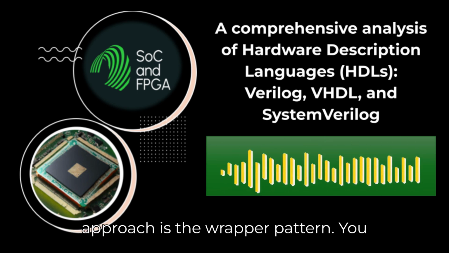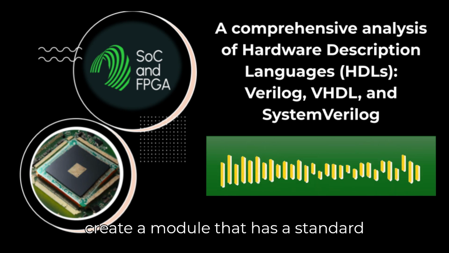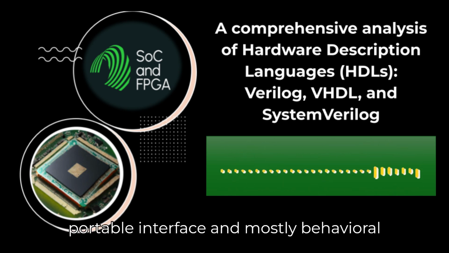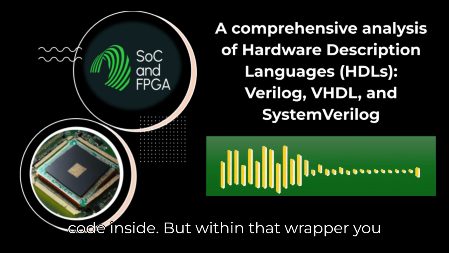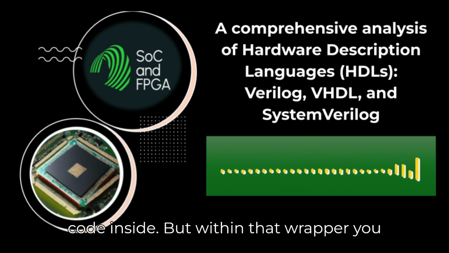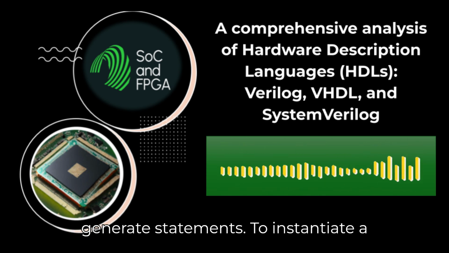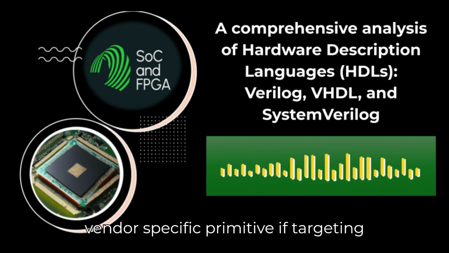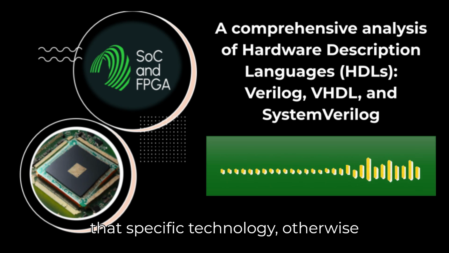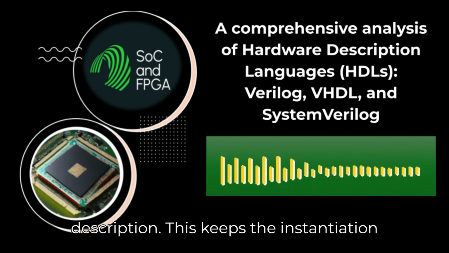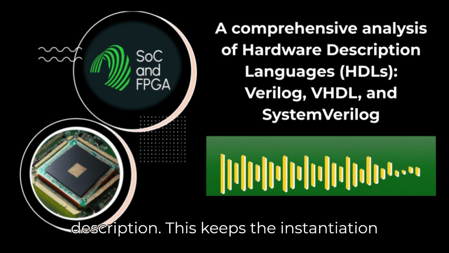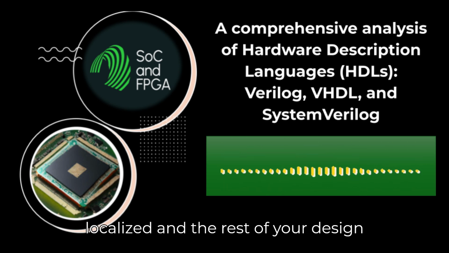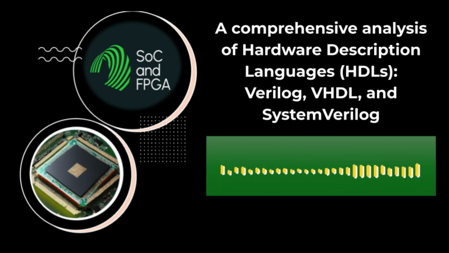A common approach is the wrapper pattern. You create a module that has a standard portable interface and mostly behavioral code inside. But within that wrapper, you might have conditional logic, maybe using generate statements, to instantiate a vendor-specific primitive if targeting that specific technology, otherwise falling back to a purely behavioral description. This keeps the instantiation localized and the rest of your design clean and portable. Okay, makes sense. Wrapper pattern.